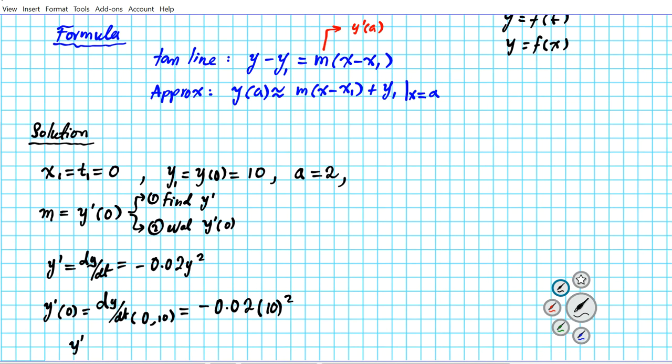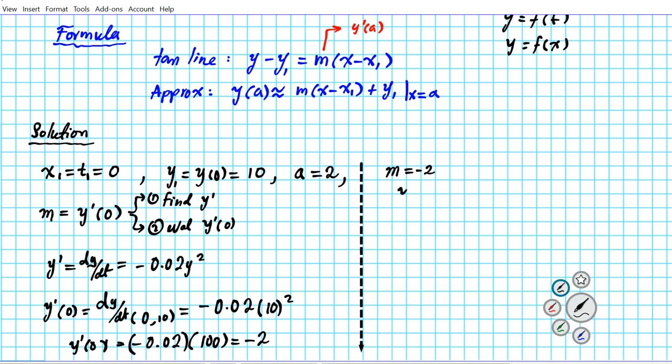So y prime of 0 is going to be negative 0.02 times 100. And then 100 is just going to move the decimal point to the right 2 places to give us negative 2. Okay? All right, so there goes m. So we now know what m is. m is negative 2. So we're going to put everything together and use that to write down the equation of the tangent line. All right, so m equals negative 2.